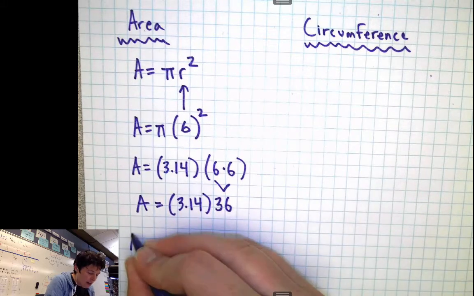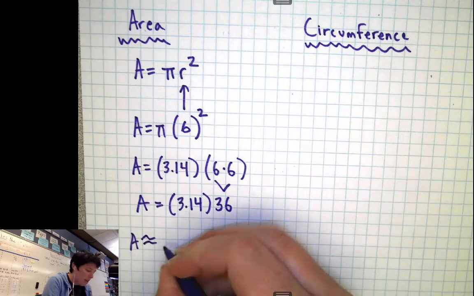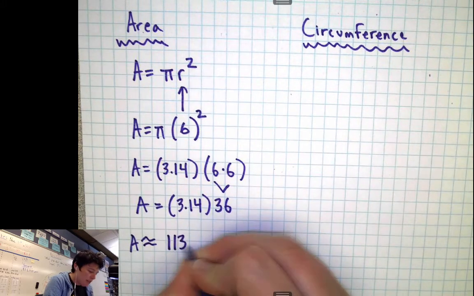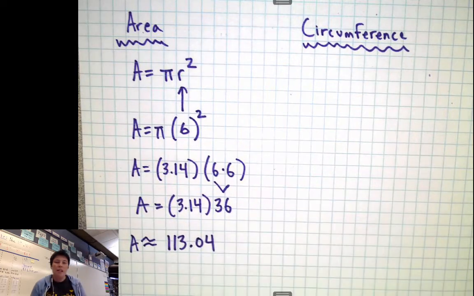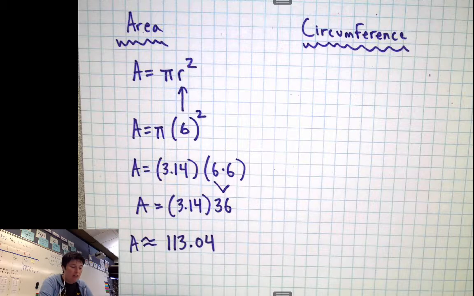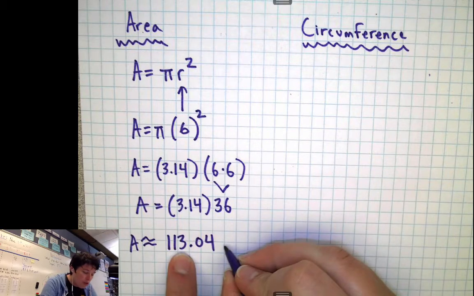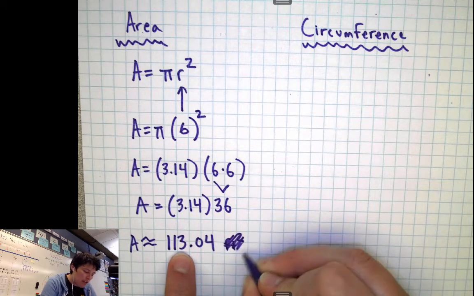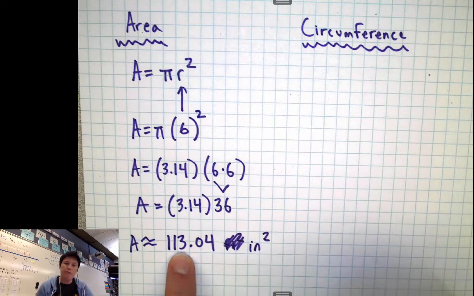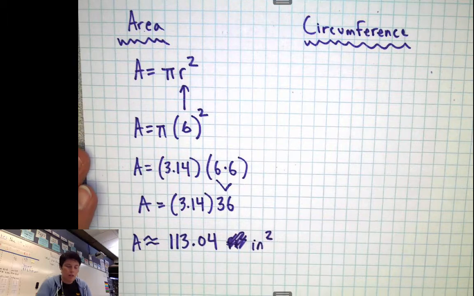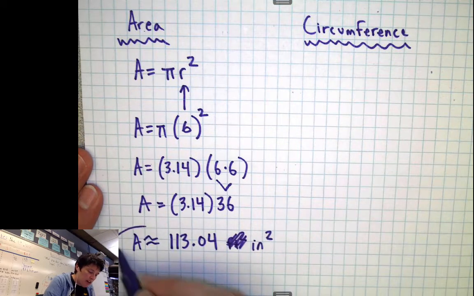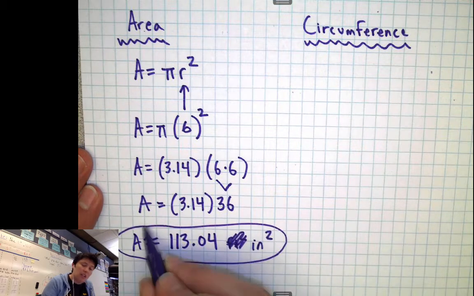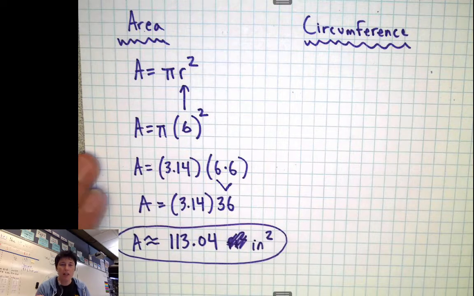So I'm going to write area is about equal to, what do we get? 113.04. So if I was to chop this circle up into little tiny squares, I could fit 113 square inches into my circle. Oh wait, it wasn't in feet, it was in inches, wasn't it? Inches squared, excuse me. So here's my solution for area, about 113 inches squared. Okay, so that's the space inside.